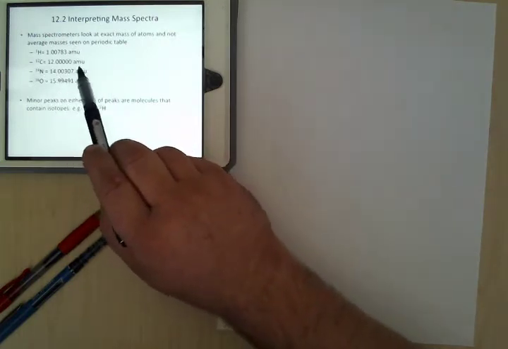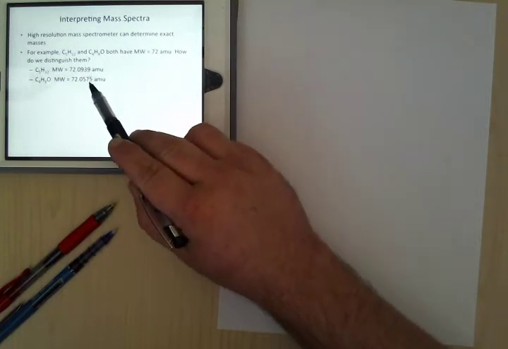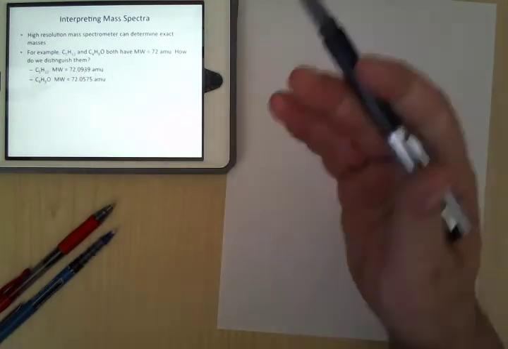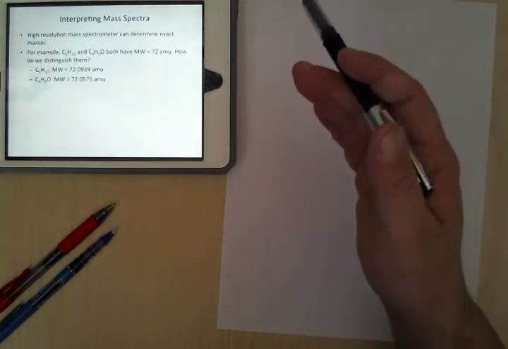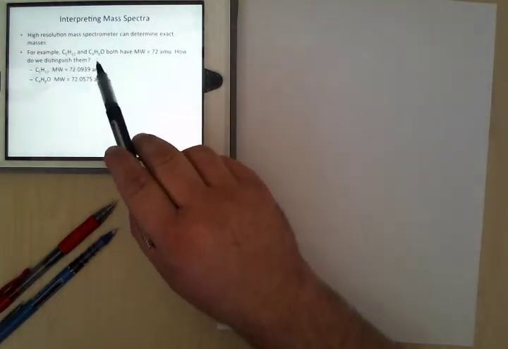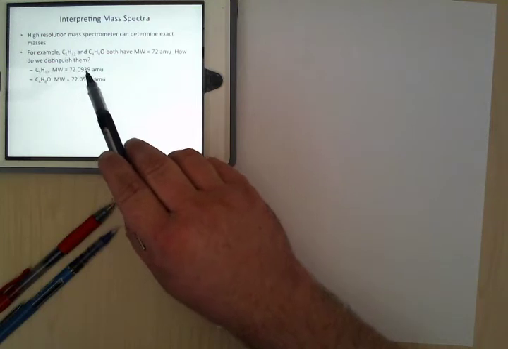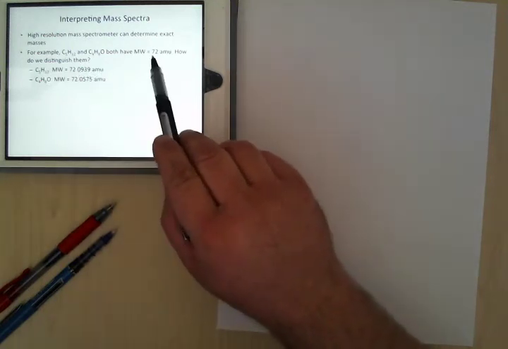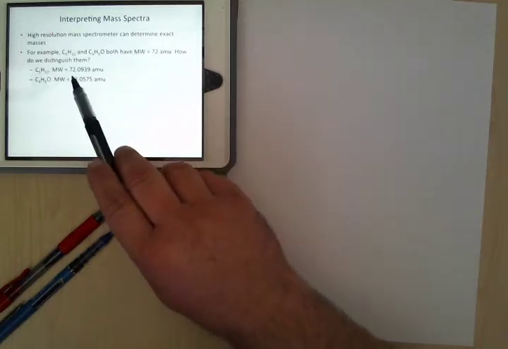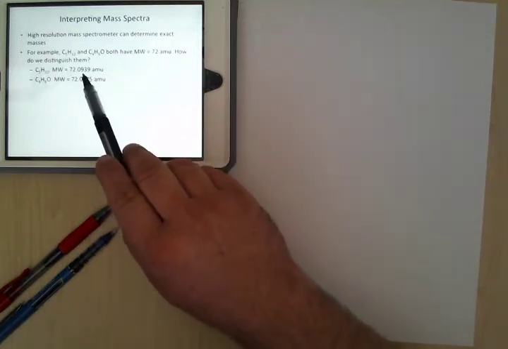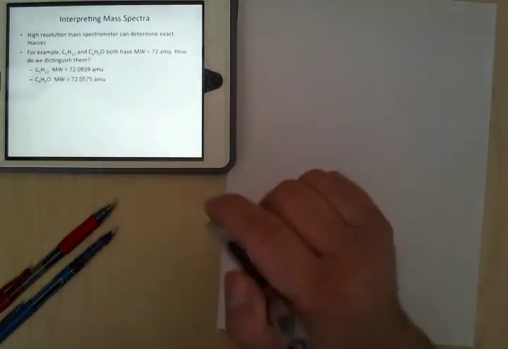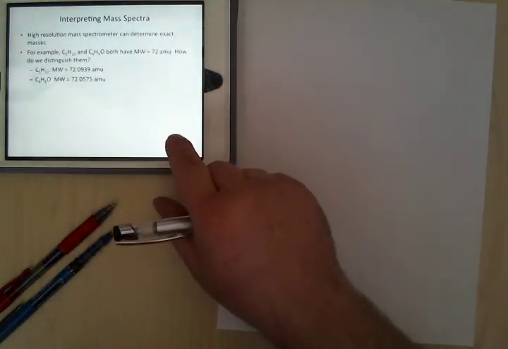If we're going to set carbon at 12, you can tell the difference between the two. If we don't have any decimal places, just 72, we're not going to be able to tell. But if we get an instrument that has 4 decimal places, we can tell. If we ran our sample in the one instrument and it said 72, but it comes out at 72.09, we know that it's actually this one here and not that one. So that's one of the ways that you can tell between the two compounds.